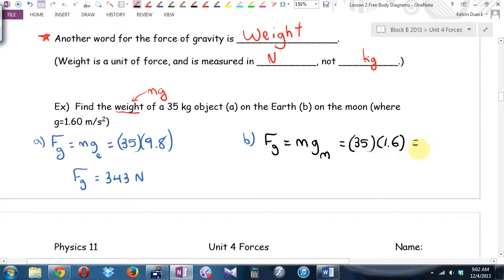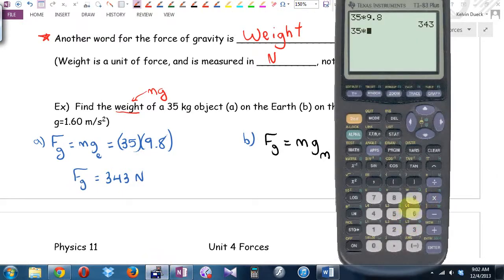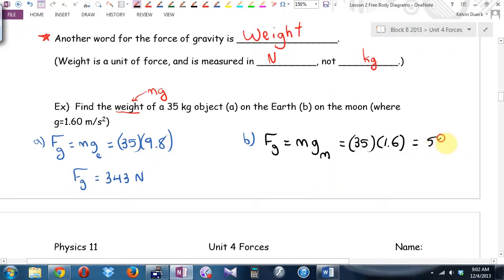This is why objects feel lighter on the moon or appear to fall slower on the moon, not because their mass has changed, but because the force pulling them down to the planetary body that you're standing on has changed. 35 times 1.6, 56 newtons? 56 newtons.